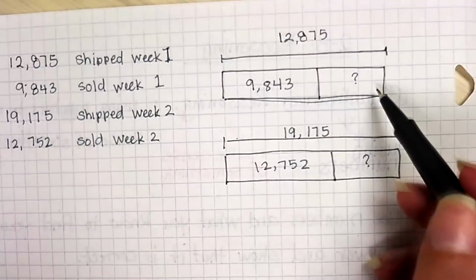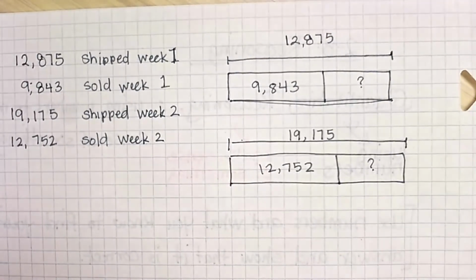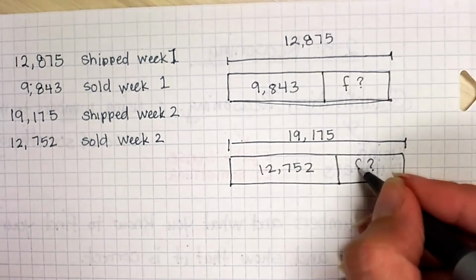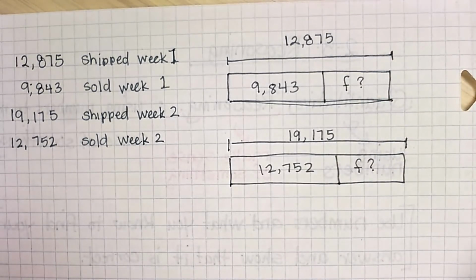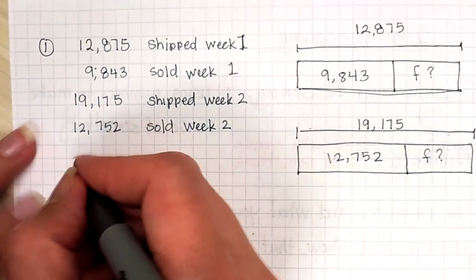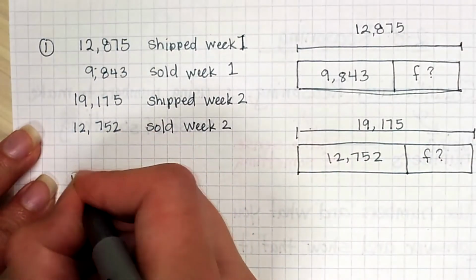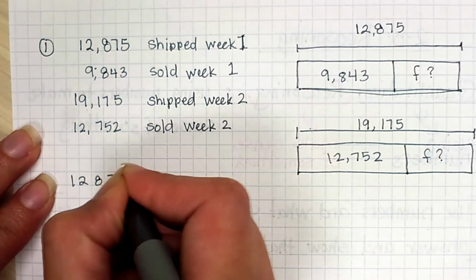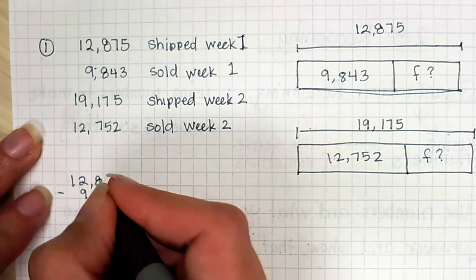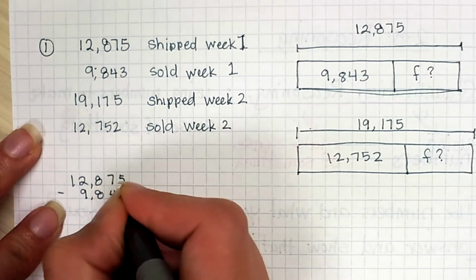So how many didn't sell here? How many didn't sell here? And then I need to find the total number of fidget spinners that were not sold. So over here, they labeled these as F for the fidget spinners. So I'm going to stack and solve. Now I have 12,875, take away 9,843.